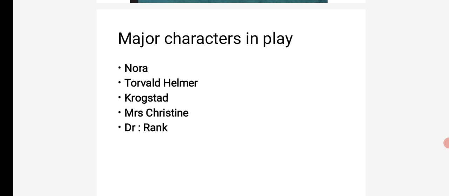The second character is Torvald Helmer. He is the husband of Nora, and he is a bank manager. Firstly, he was a lawyer, then he shifted his career to banking. Now, the next character is Krogstad. He is basically the villain in this drama.